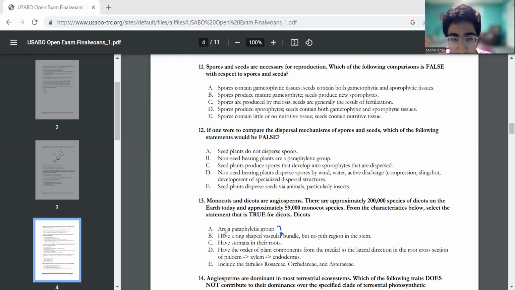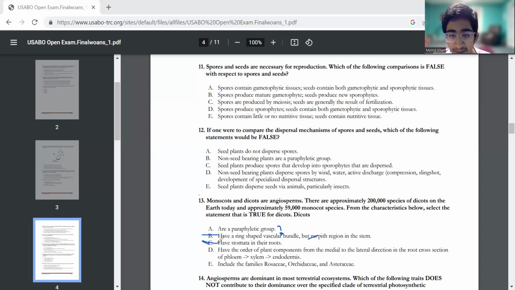Dicots have a ring shaped vascular bundle, but no pith region. That's incorrect. They do have a pith region. So B is not correct. They have stomata in their roots. I don't think that dicots have stomata in the roots. The stomata is in the leaves, so you can have gas exchange, transpiration and stuff like that. So definitely not C.